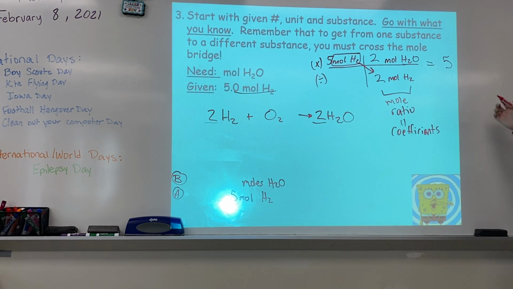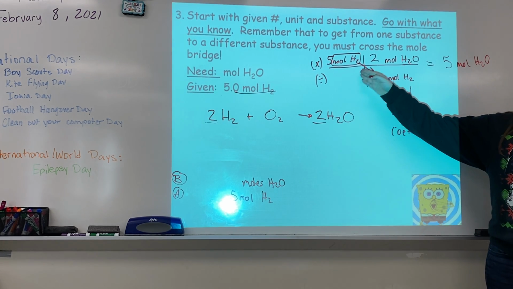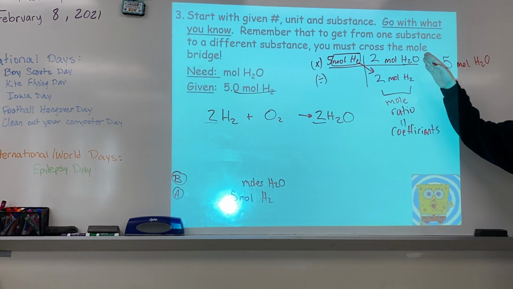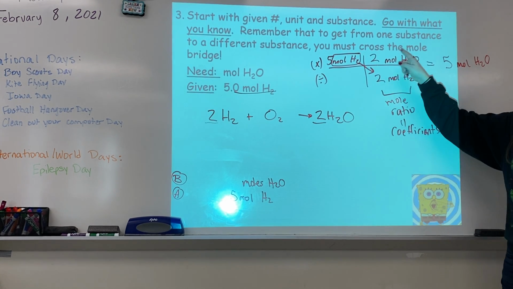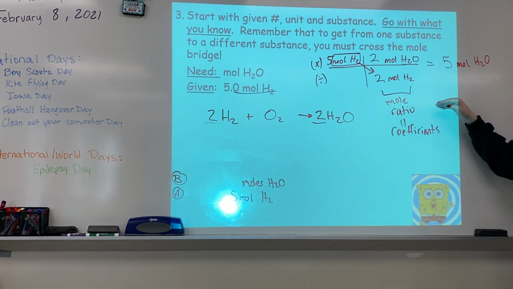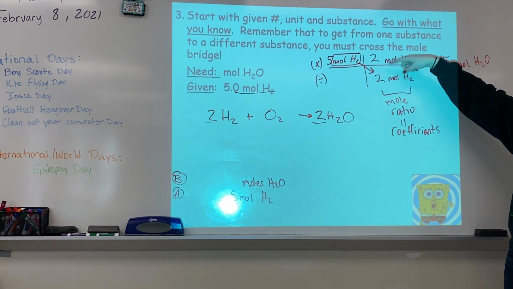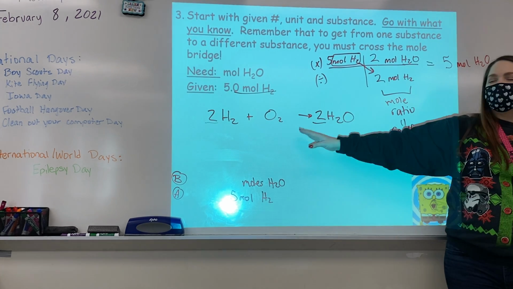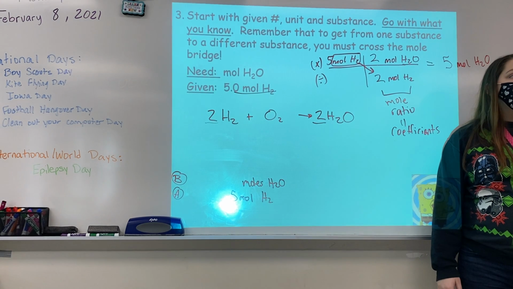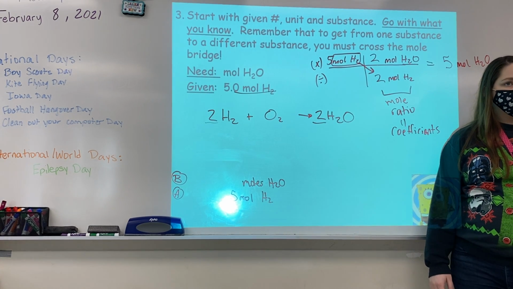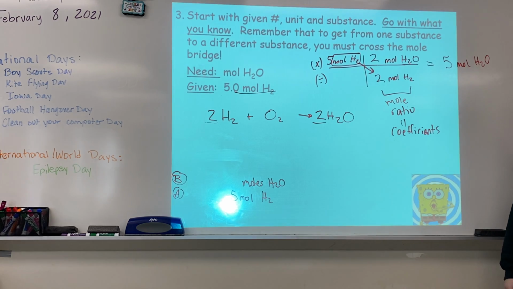Moles of H2O. 5 moles of H2O. That would be your answer. Okay? So, to go from one substance to the other, so to go from hydrogen gas to water, I have to use what's called a mole ratio. The mole ratio is moles of one thing to moles of another thing. The number comes from the coefficients of my balanced chemical equation. Are there any questions about mole ratios? Any questions?